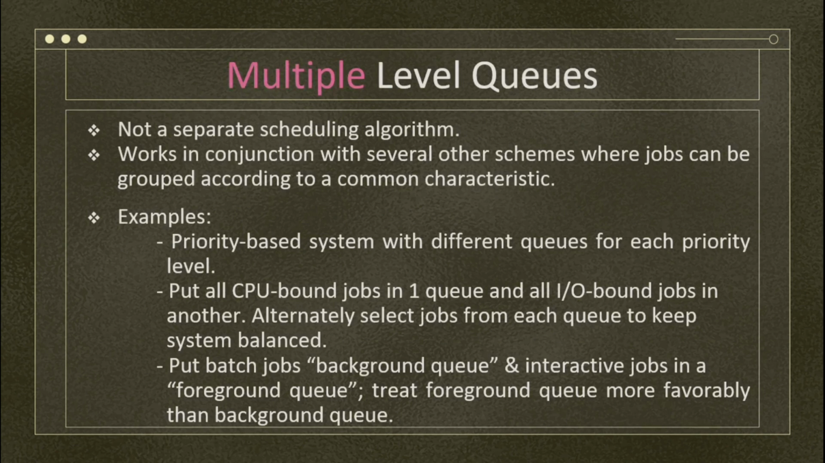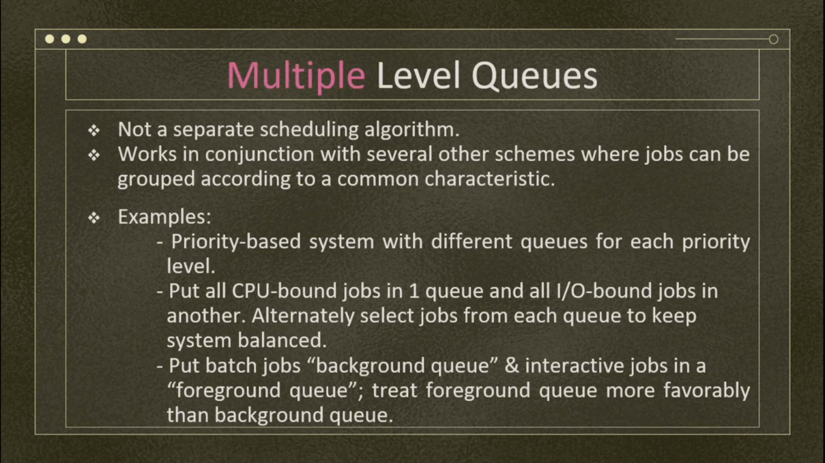Priority-based system with different queues for each priority level. So one of the examples for this is a priority system based on other queues that are dependent on the priority level of their own.